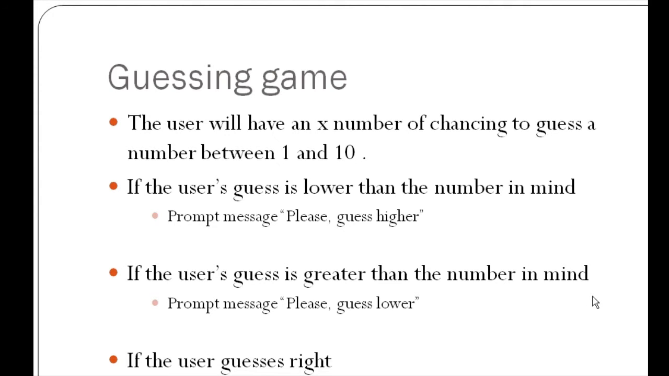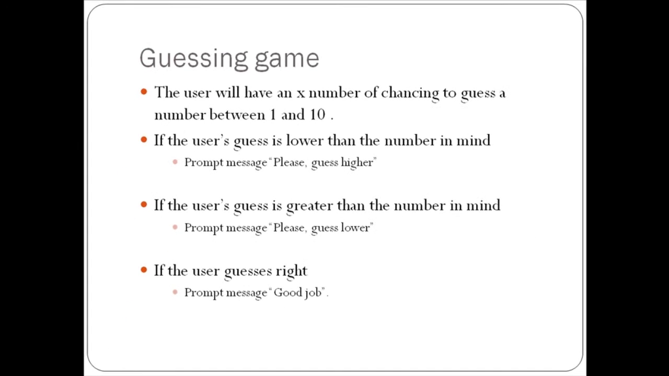So in our next slide we have the rules that we're going to apply to this game, and the first one says the user will have an X number of chances to guess a number between 1 and 10. So we can define that X to be whatever number you'd like. So let's say you want to give 3 tries to the user to guess a number between 1 and 10, 5 tries and so on. We'll leave that open to you.